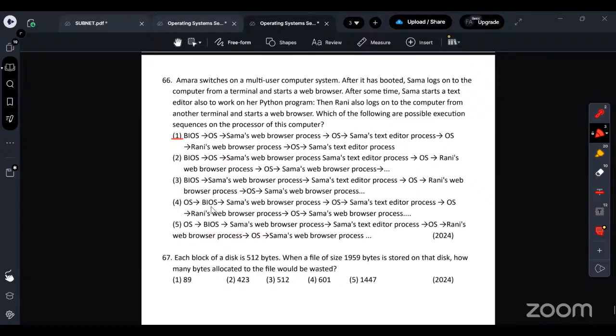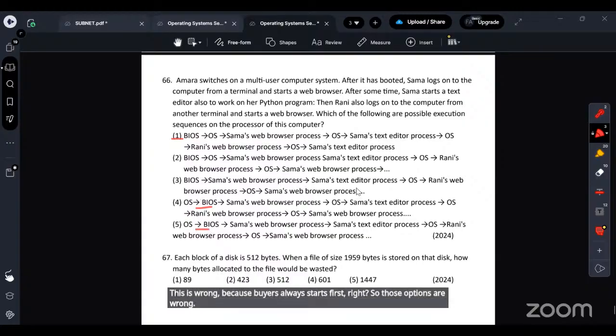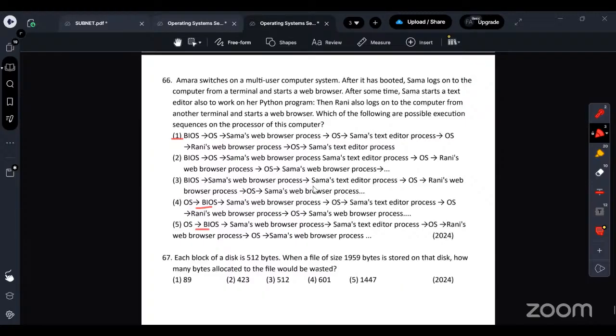This is wrong because BIOS always starts first, right? So those options are wrong. And in this option, operating system context switching should happen. Okay. I hope that was clear.